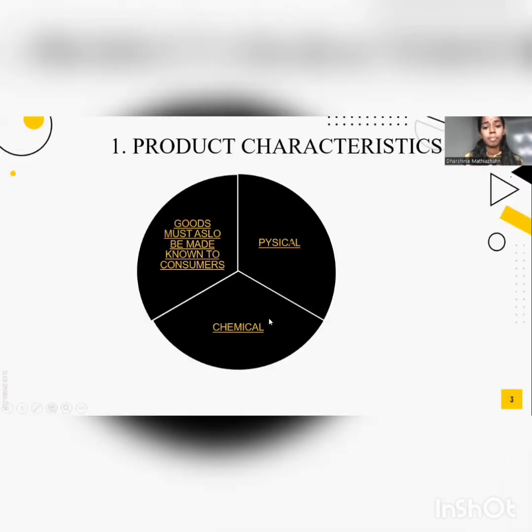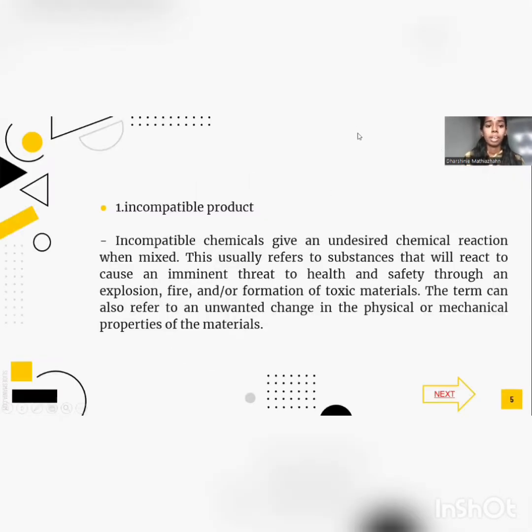Okay, then we go to chemical. Incompatible chemicals give undesired chemical reactions when mixed. These refer to substances that will react to cause an immediate threat to health and safety through exposure, fire, and/or formation of toxic material. The term can also refer to unwanted change in the physical or mechanical properties of the materials.